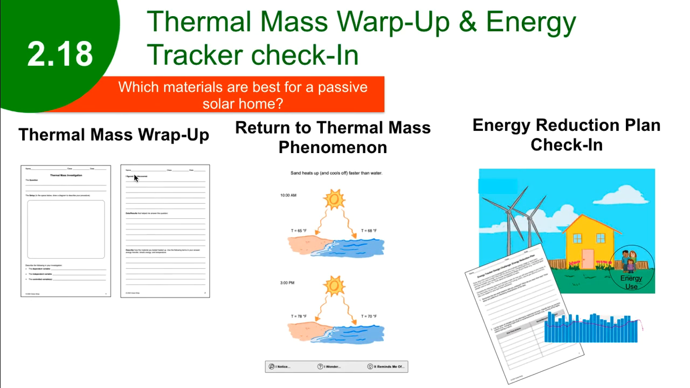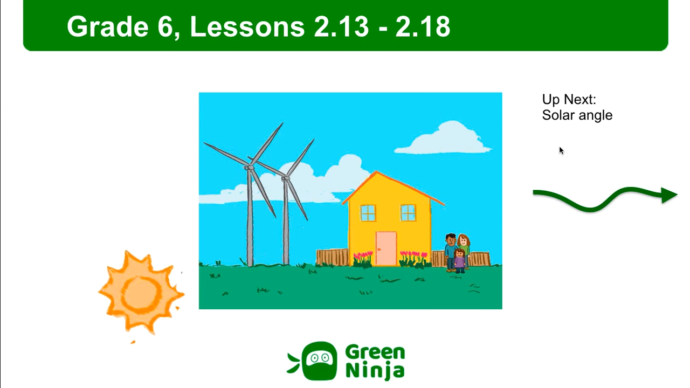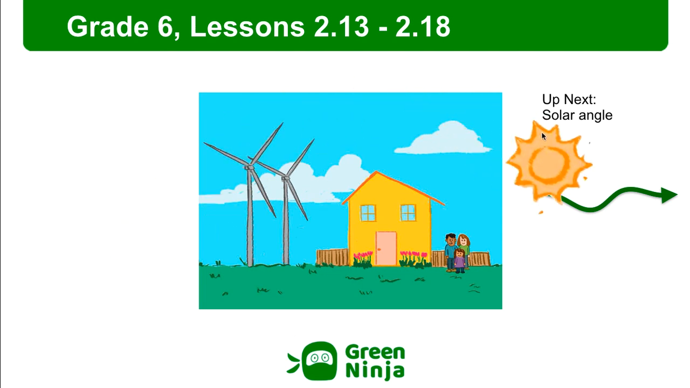In 2.18, we tie up this section. We finish our thermal mass investigation worksheet from yesterday. We revisit the hot and cold sand phenomenon, and check in about students' progress on their energy reduction action plans. Do they think they're saving energy? Next up, we'll add more pieces to our conceptual model of passive solar homes, and then design and test some real-life physical models.